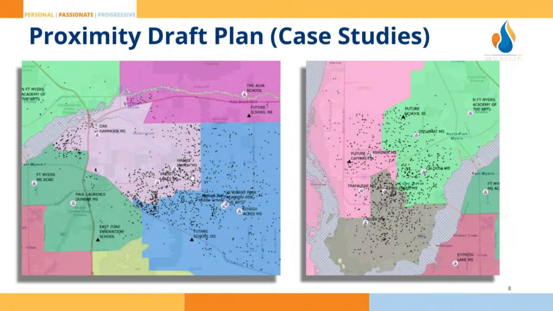These graphics feature 2 case studies illustrating the potential impact of the proposed middle school zones on the district's transportation responsibility. It's important to note that each dot on the maps represents a Lee County middle school student. On the left map, you can see all the students attending Harns Marsh Middle School overlaid on the new proposed proximity plan zones. On the right map, a similar representation is shown for students attending Challenger Middle School.